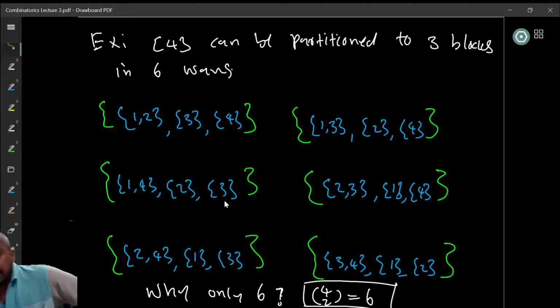And since we want 3 blocks and we have only 4 elements, the only way to partition is to have 2 in one set and 1 and 1 in the other sets. And this will tell you why we can only have 6 possibilities. Maybe you argue it slightly more formally. Why only 6 are there? So 6 are already there, but why are there no more? So give me an argument for that.